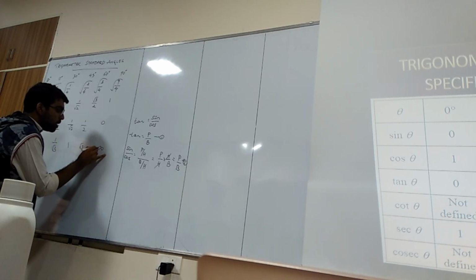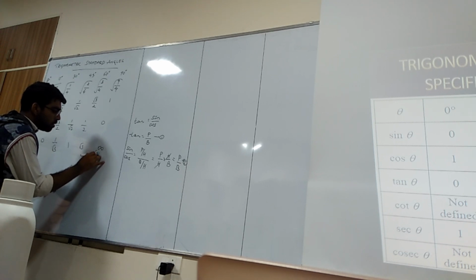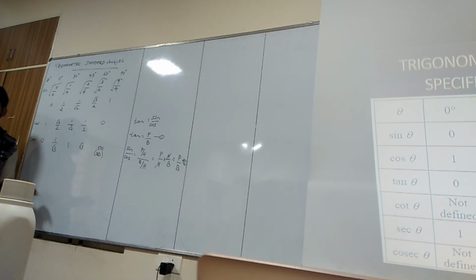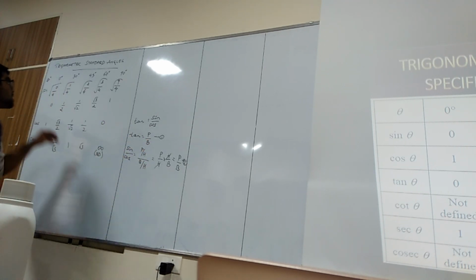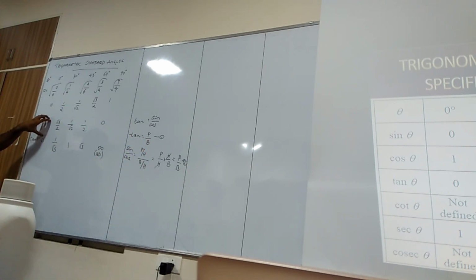It goes to infinity, not defined. Okay? Got how to write sine? How to write cos? How to write tan? Tan can be written as sine divided by cos. Sine value divided by cos value. You write the tan value.